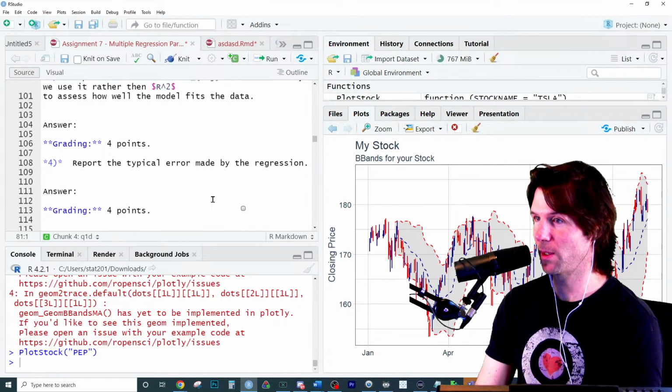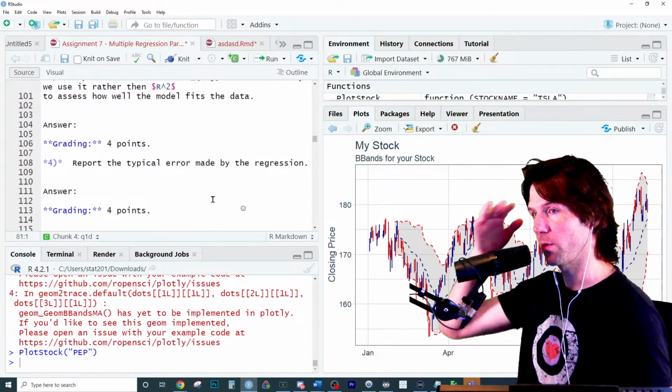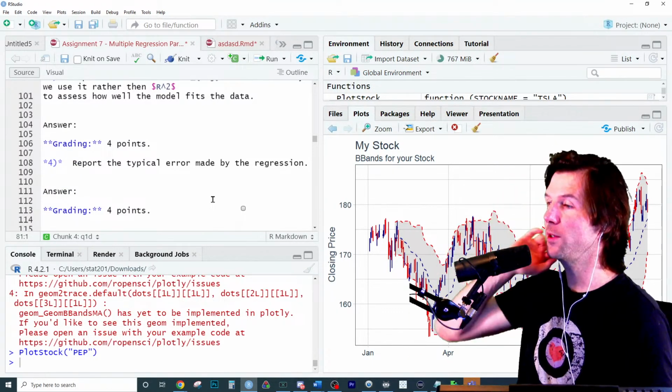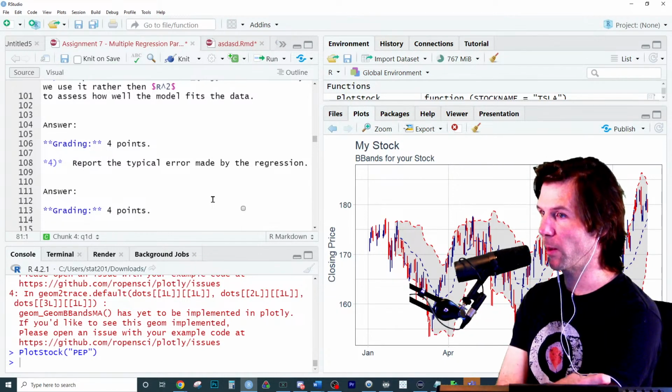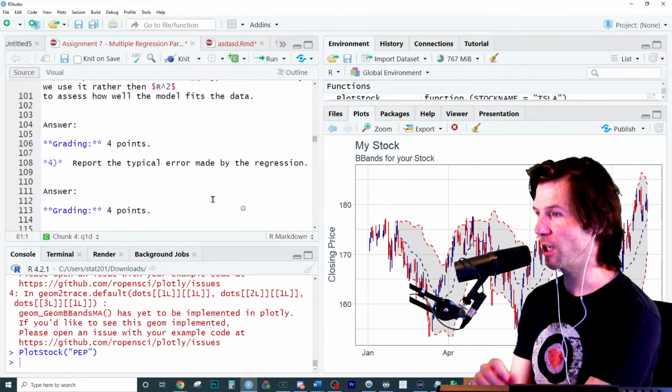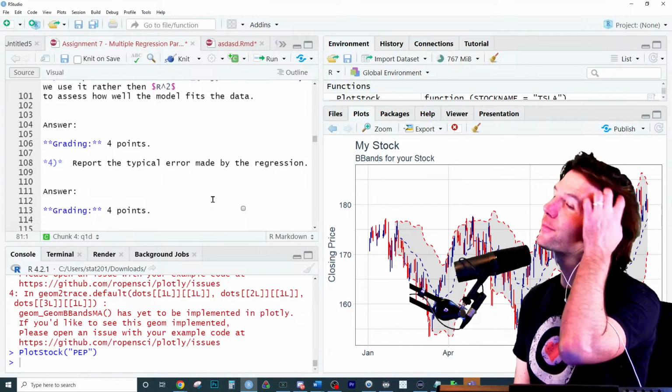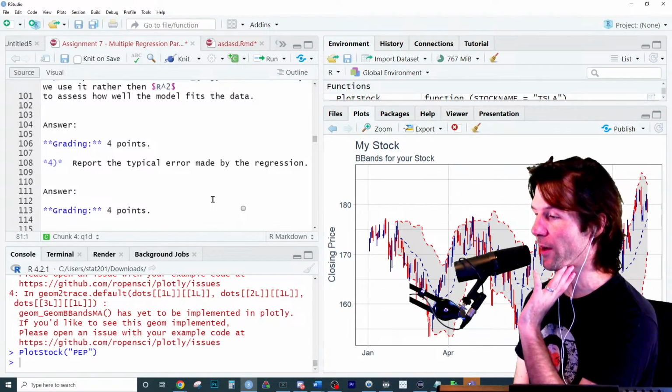Report the typical error made. What is the typical error made of the regression model? Where do we see typical error? I'm not quite showing the answers because I want you to find them. But where is the typical error of the model found? You can put it in the chat if you want, then people can find it in the output. RMSE, the root mean squared error.